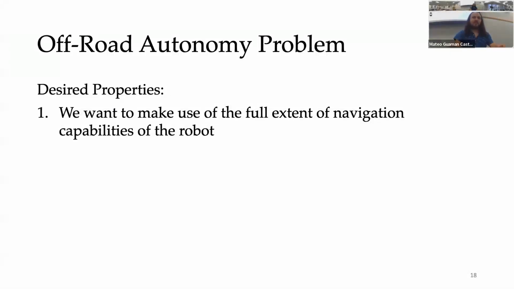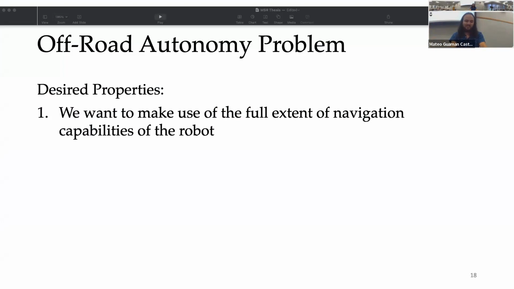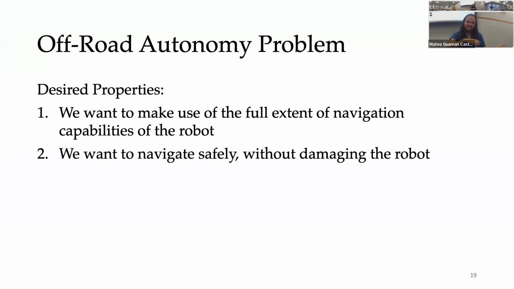So there's a couple of desired properties that we generally have when we do off-road autonomy. One of them is that we want to make sure that if we need to, we can make use of the full extent of navigation capabilities of the robot. So this means if we have that massive crusher tank vehicle, just drive over whatever if you need to really get to your goal. Having said that, we do want to navigate safely so we don't damage the robot, or end up with a robot being stuck somewhere like I showed earlier.